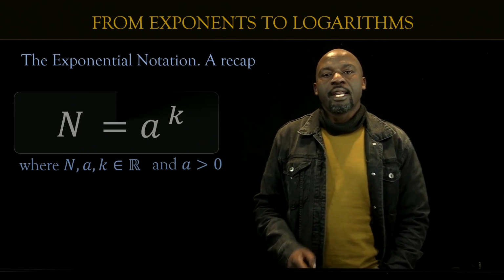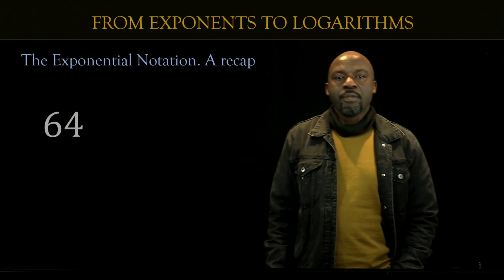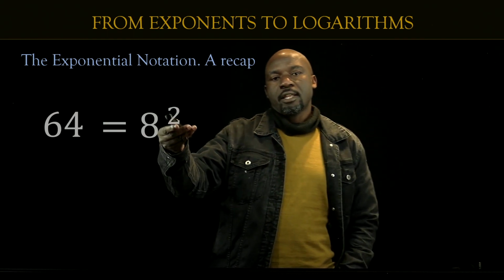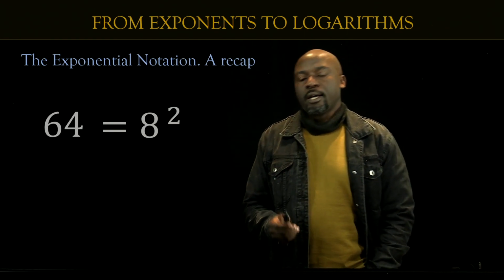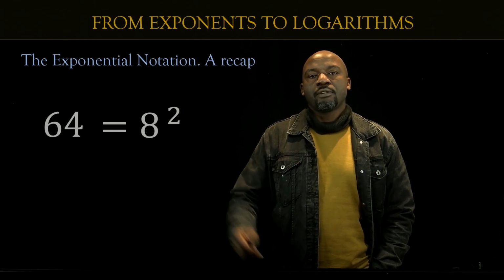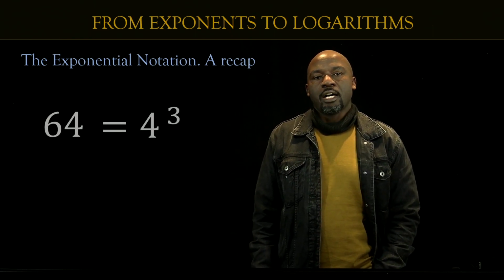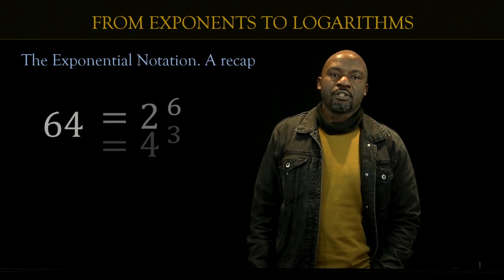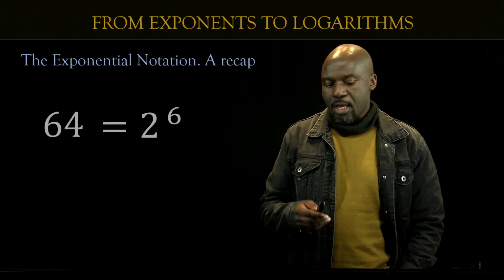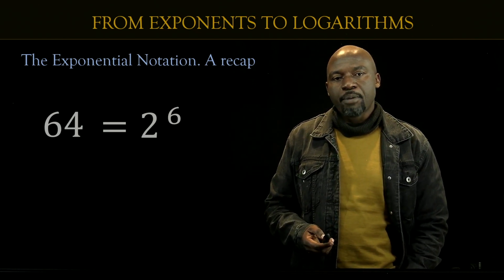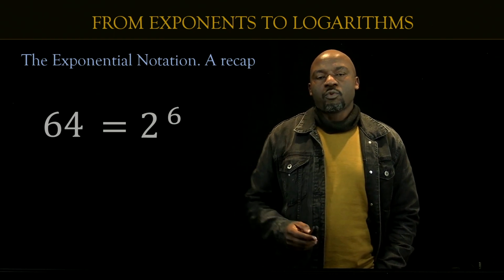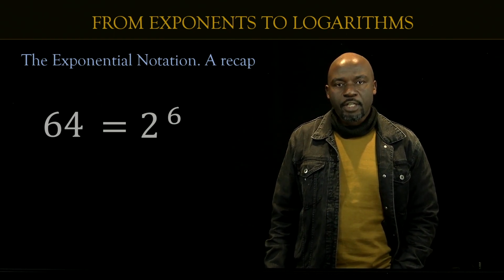For example, a number such as 64 may be expressed as 8 to the power of 2. All right, so in that case, 2 is the exponent or the power of 8. Okay, so this is exponential notation. 64, by the way, could also be expressed as 4 to the power of 3 or even 2 to the power of 6. But the power does not have to be an integer. It could be any other power. It could be a decimal number as well. All right, either way, this is what we refer to as the exponential notation.